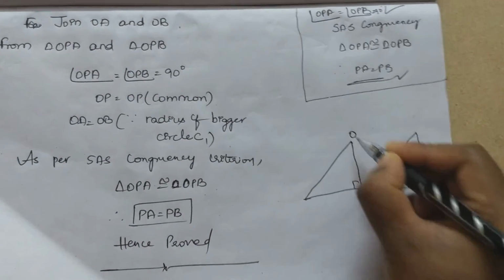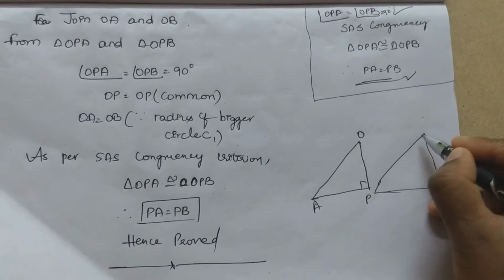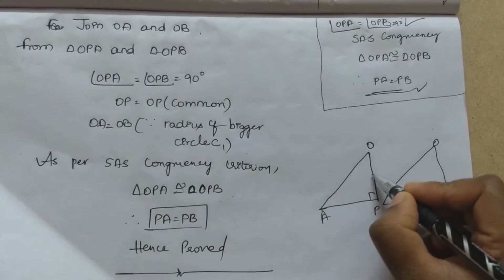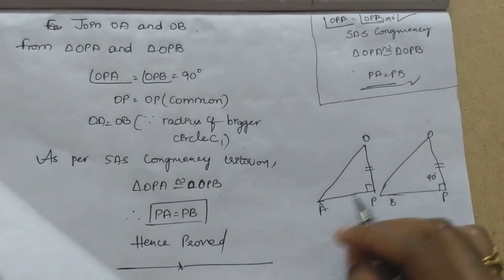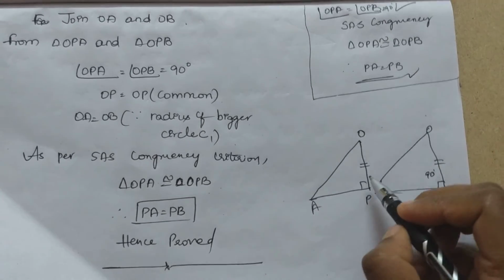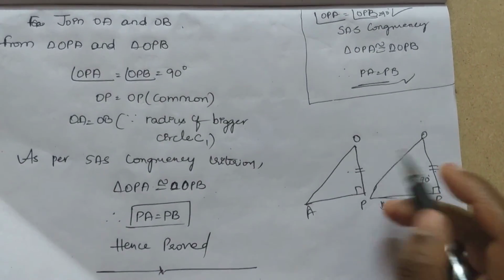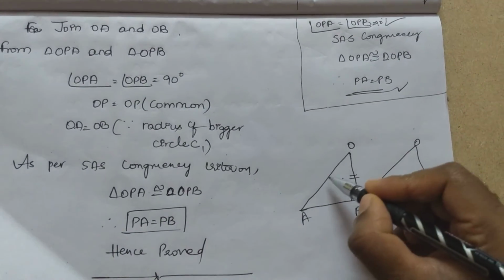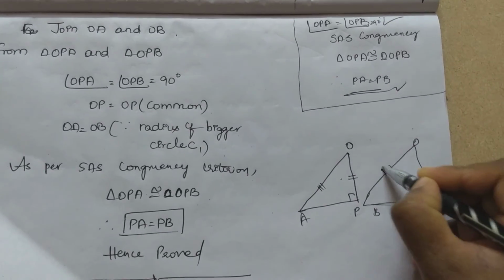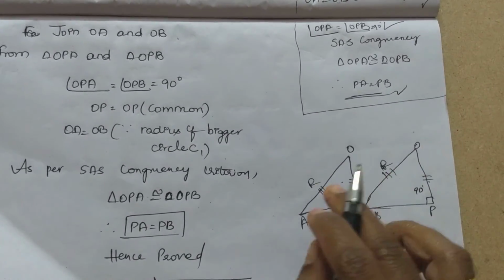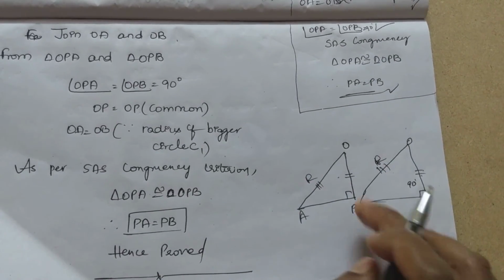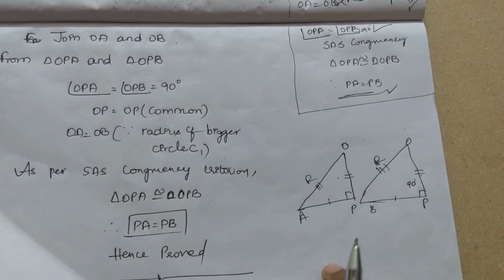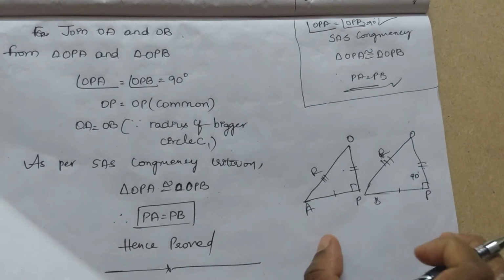See, one is OPA, the other one is OPB. See here, it's 90 degrees. Here OP equals OP. So as per two sides, OP equals OP and angle OPA equals angle OPB, and OA equals OB because it is the radius. Since it is the radius, I have written capital R because it is the radius of the larger circle. Okay. So two sides and one angle are equal. Therefore, the other side will be equal as per SAS congruency criterion. So this is the proof.